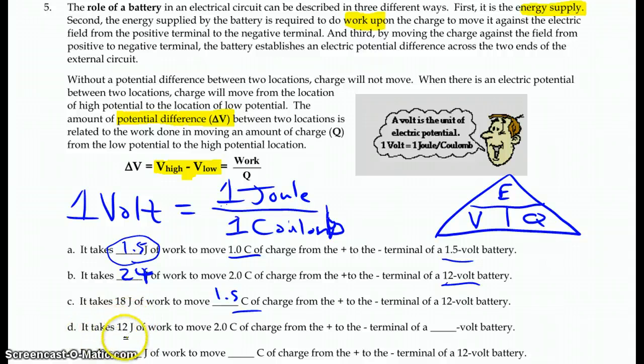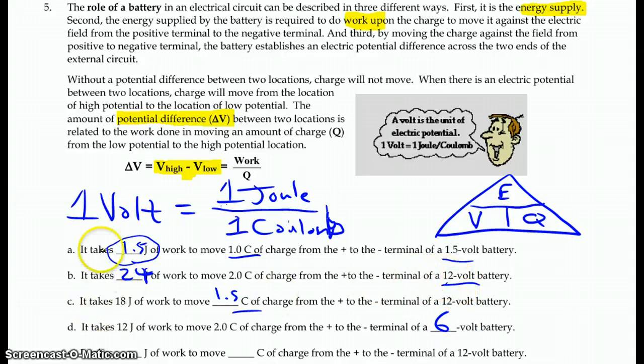And letter D, it takes 12 joules, that's the energy, that's E, to move 2 coulombs of charge, that's Q, from the plus to the minus terminal of a battery. So we're trying to figure out the potential difference of that particular battery. We're going to take the joules that we used, 12, and divide it by the charge we moved, 2, and that means we must have a 6-volt battery.